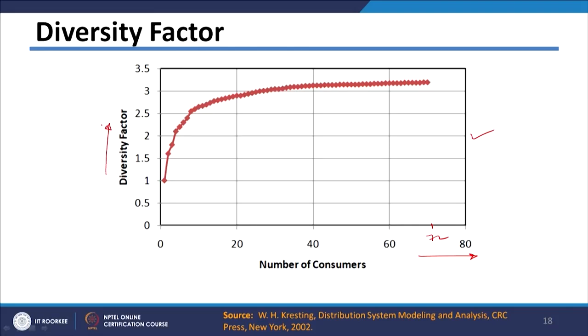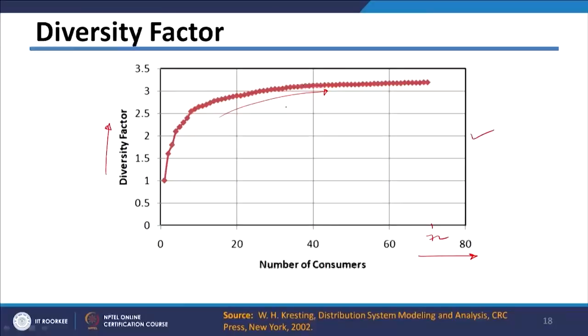Now, if you go on adding more and more consumers, your diversity factor will go on increasing, as I explained in the last slide, because the peaks of those consumers are basically coming at different times. Because of that, if you add more and more consumers, your diversity factor curve will go on increasing. However, after some time it will become almost constant. It is around 3.4 or something.